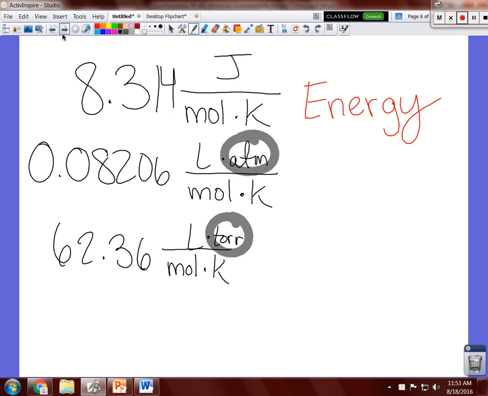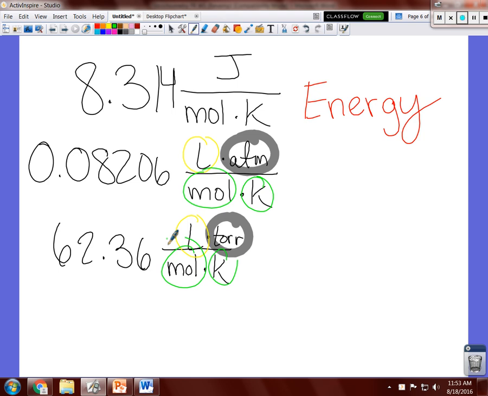Now, yesterday we left with trying to decide which one of these that we're going to be using. Now, you all agreed that it doesn't matter because liters is in both of them. That's what we're trying to solve for. True? It doesn't matter because Kelvin is in both of them, and you all agreed that moles doesn't matter because it's also in both of them. So the difference between these two is atmospheres and torr.